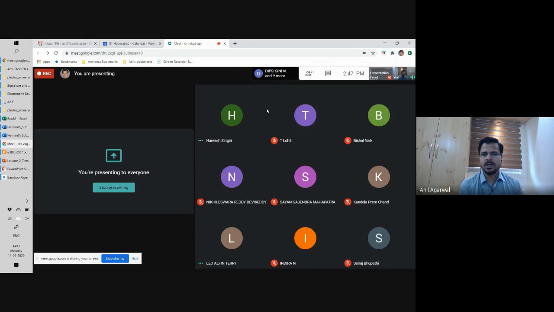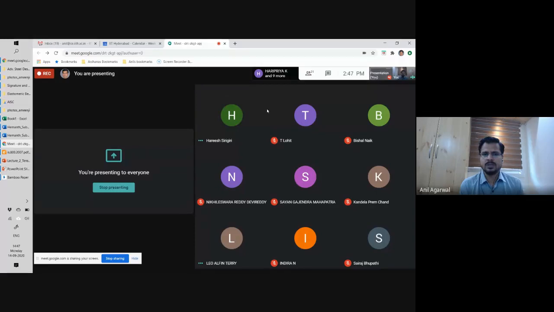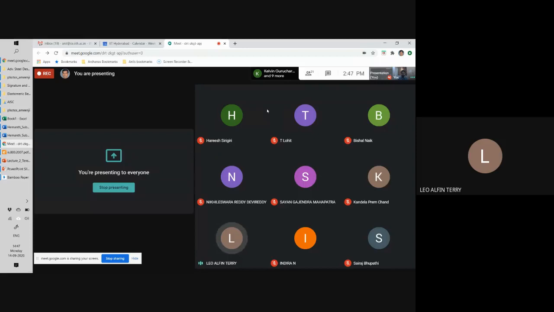Okay, Harish, let Leo try once. Harish, can you please wait for a minute? Leo, please go ahead. Strength criteria mainly depends on the material characteristics. In serviceability criteria, we are mainly dealing with deflections, cracks, like that.